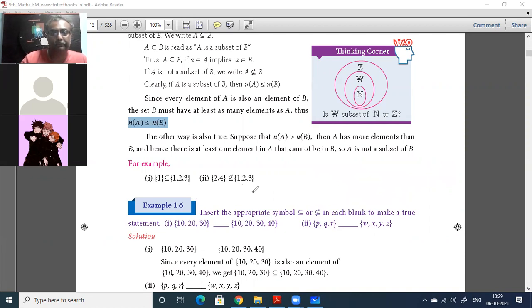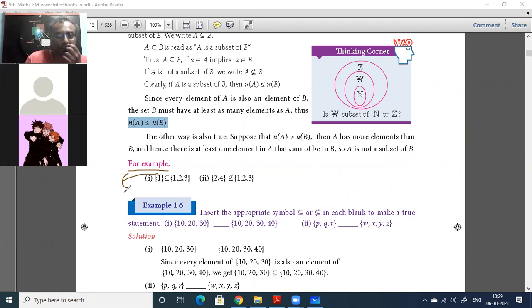For example, can you read? From where, uncle? Sandhya, can you read for example? Yes, uncle.